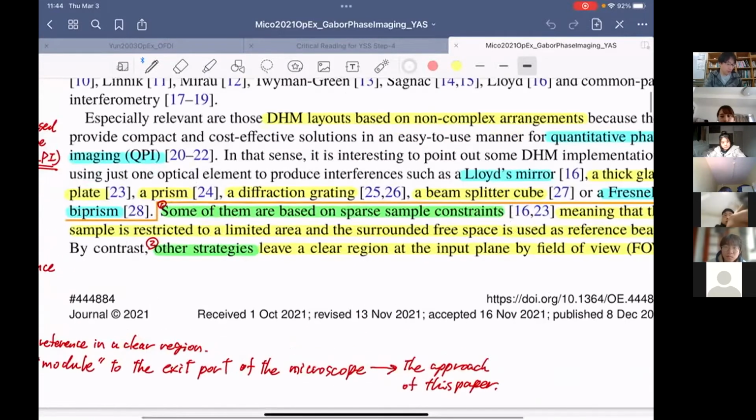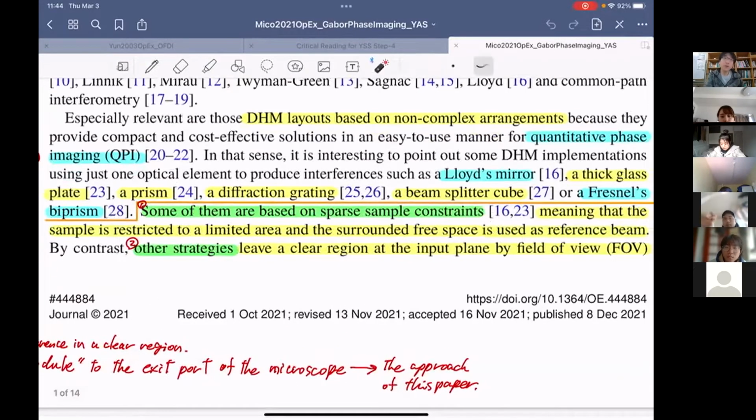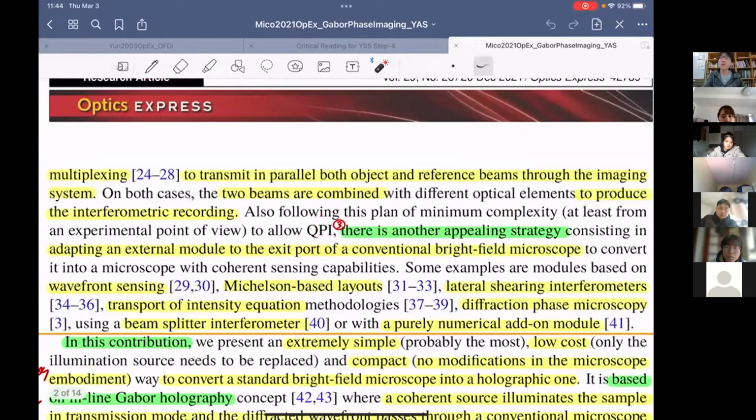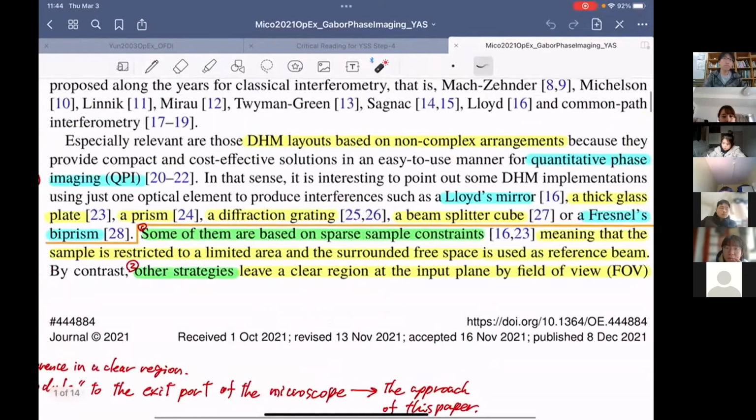Okay, for here, for example, you can see I number it 1, 2, right? And in the next page, 3. This one, 3. Okay. And let's check number 1. Some of them are based on sparse sample constraint, meaning that sample is restricted to limited area and the surrounded free space is used as a reference beam.